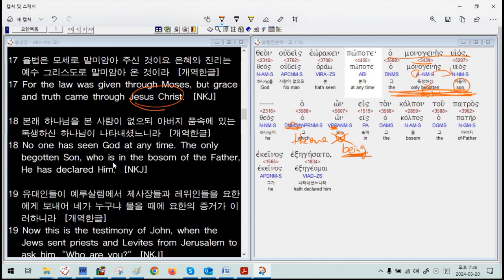So then we can fix. It is now "who is in," okay? The one being. Continuously, habitually, repeatedly existing. We are going to study in more detail about on, which is the being. Next one is the eis ton kolpon tou patros.